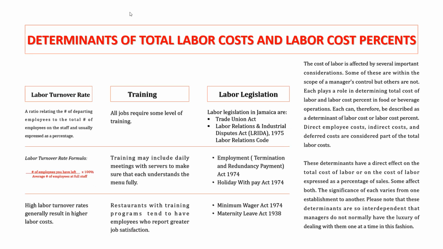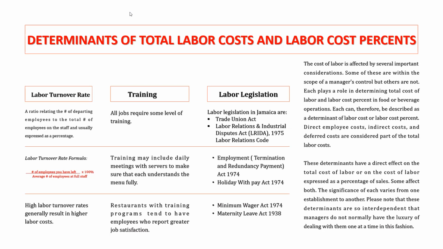Direct employee cost, indirect costs, and deferred costs are considered part of the total labor costs. These determinants have a different effect on the total cost of labor or on the cost of labor expressed as a percentage of sales. Some affect both. The significance of each varies from one establishment to another. Please note that these determinants are so interdependent that managers do not normally have the luxury of dealing with them one at a time in this fashion.